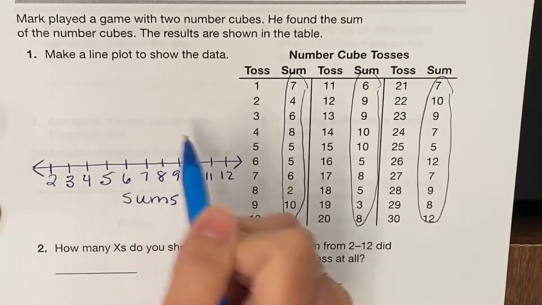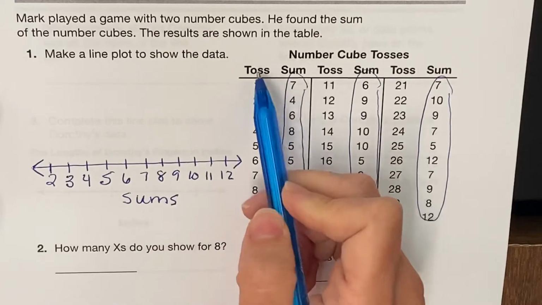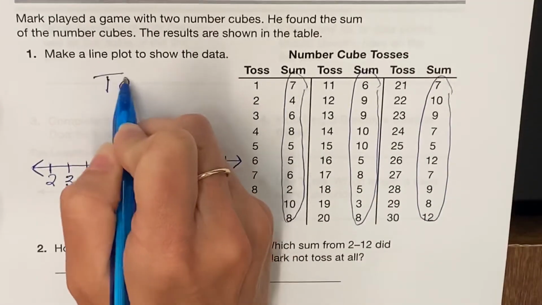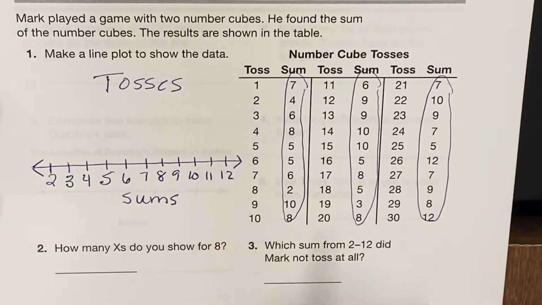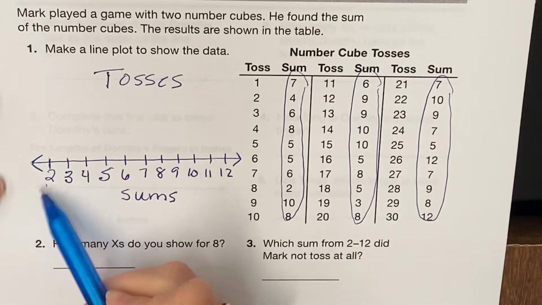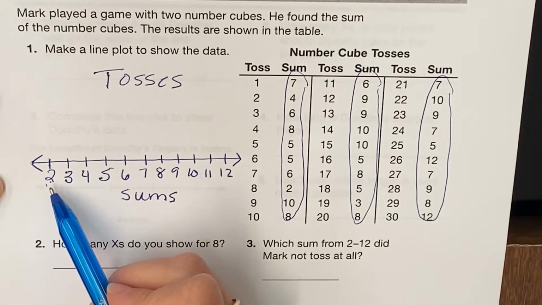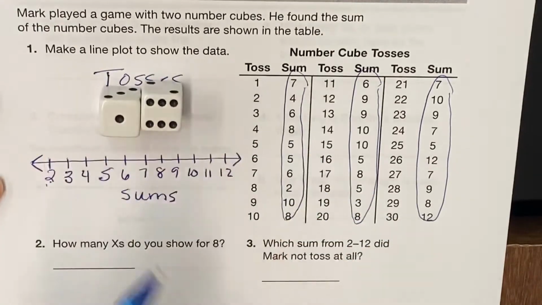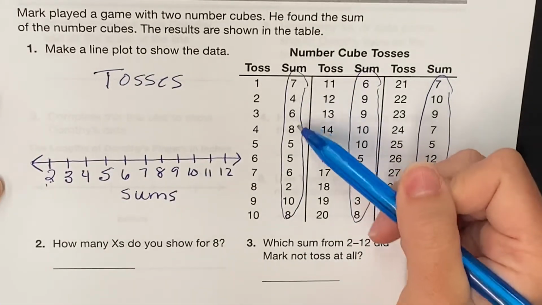Now up here where we write all of our X's, this is going to be the number of cubes tossed, or we can just call them tosses. All right, so now what we have to do is go through, and since we're starting with 2, we're going to see how many times he tossed a number 2, or a sum of 2. Meaning he rolled it and he added them up to get 2. How many times did that happen?